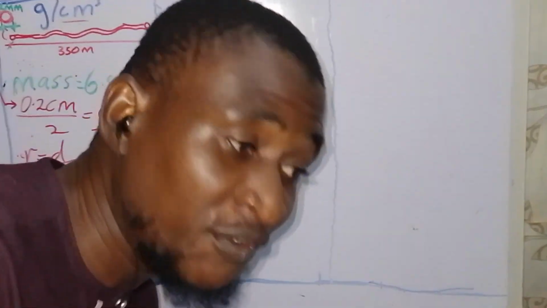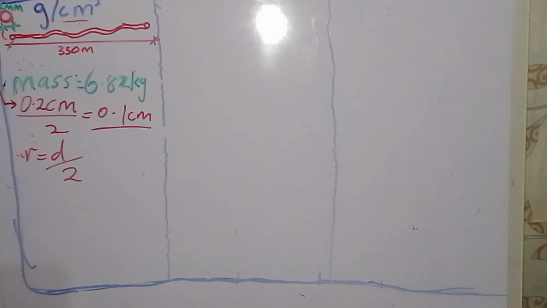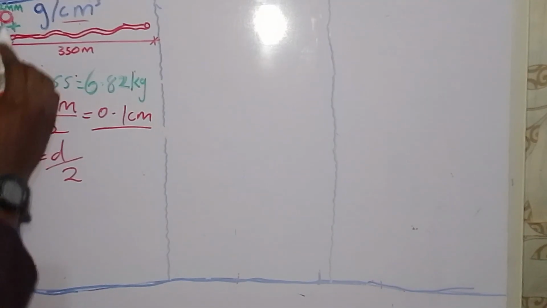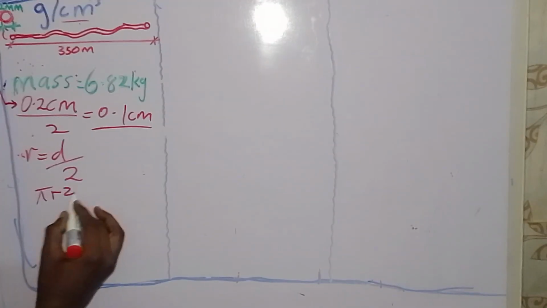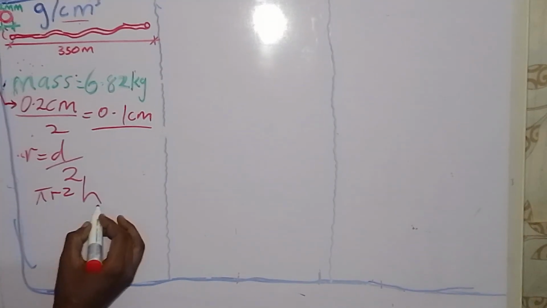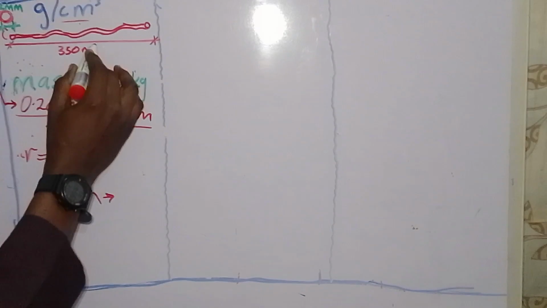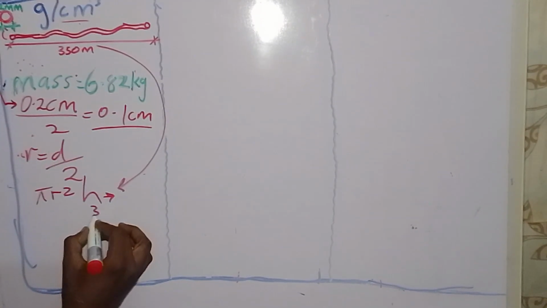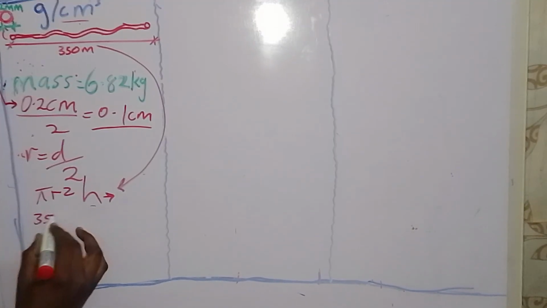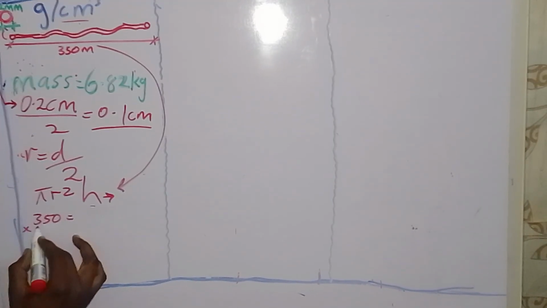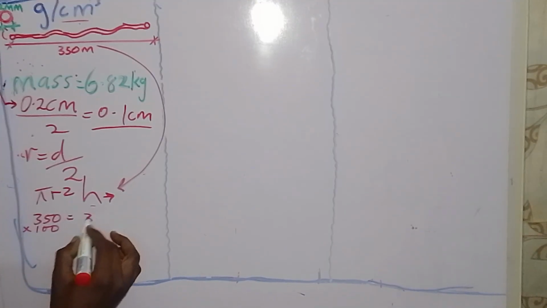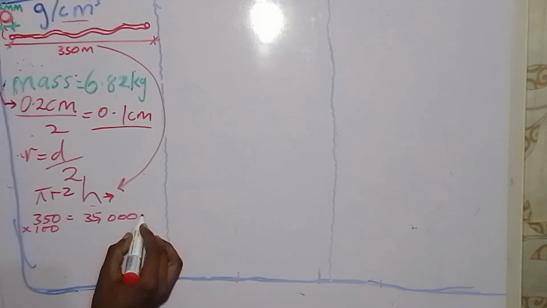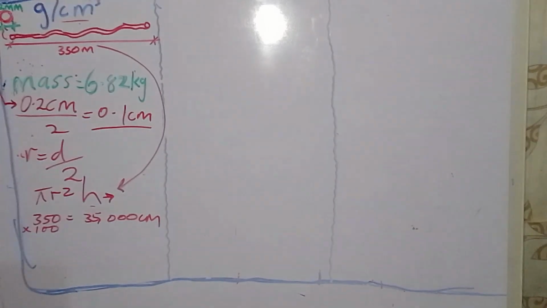Alright, density is mass over volume. Take note of that. The next thing is we calculate the volume. Because this is cylindrical, the volume is pi r squared h. But remember that the length, which represents the height, 350 meters, has also to be converted to centimeter. 350 meters times 100 centimeters make 1 meter, so it gives us 35,000 centimeters. So our length is 35,000 centimeters.